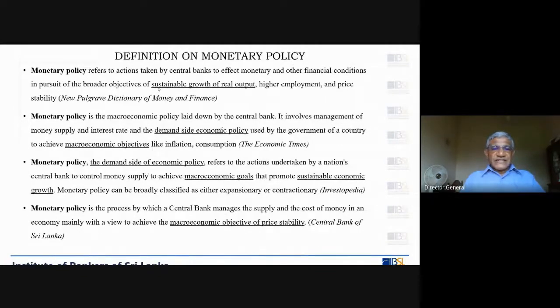Even though these are in the same line, when it comes to the practical side of it, we should know the link. Because when you say higher employment, it is related to economic activities. When you have higher economic activities, it creates more employment opportunities. When you have more economic activities, it creates more goods and services.